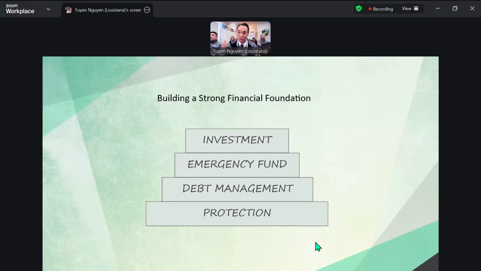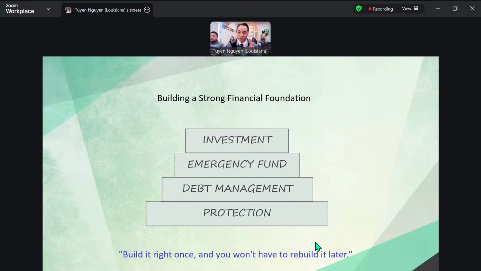This financial foundation has 4 elements. Today I'll just give a brief overview. We have workshops that go into a lot more detail with each one of them. These 4 elements, these 4 layers: 1, proper protection; 2, debt management; 3, emergency fund; and 4, investment. The financial foundation may not be trendy, it may not be flashy, but when you do it right, it's unbreakable.